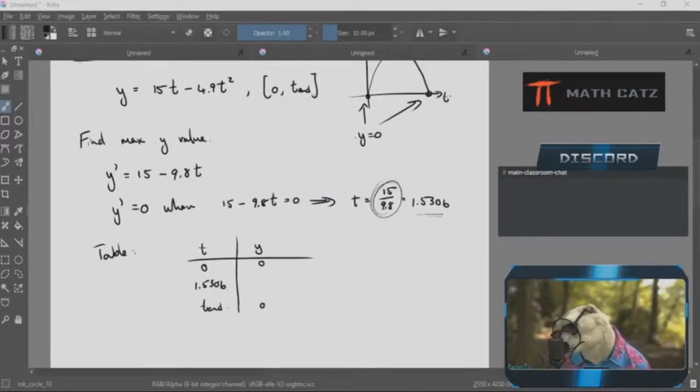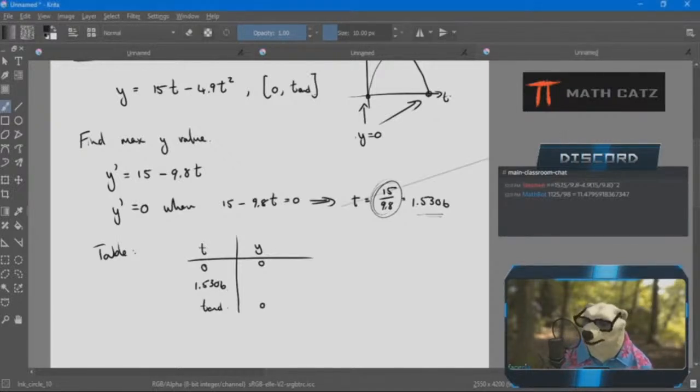So we have 15 times 15 divided by 9.8 minus 4.9 times brackets. I need brackets. 15 divided by 9.8, and then I square that time. And you can actually go and see, if I use the rounded version, how does it compare with that answer? You'll see it is not the same.